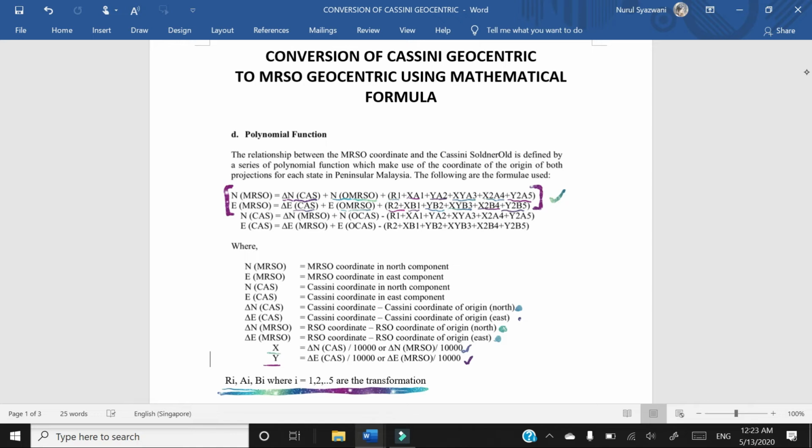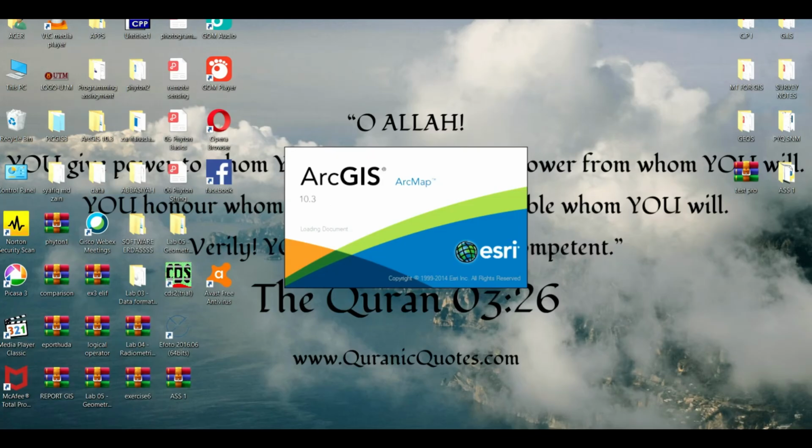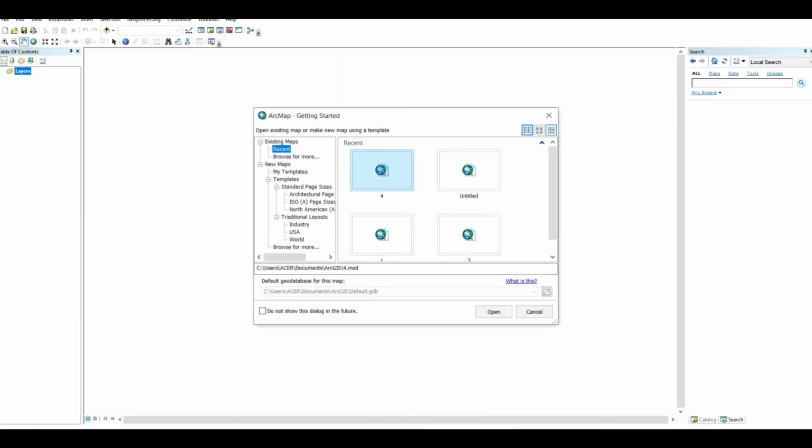Note that performing transformation between MRSO and Cassini-Soldner projection using this equation can cause distortion in the shape, areas, distance, and direction of the original position of each soil and land use property, whether in 2D or 3D perspective. For the conversion of the coordinate system from Cassini geocentric to MRSO geocentric, we are using ArcGIS as the software.